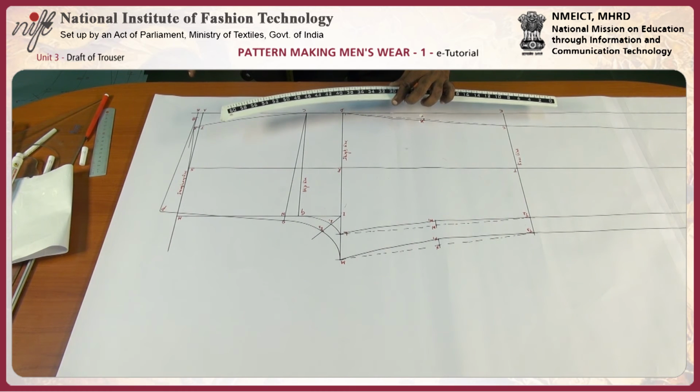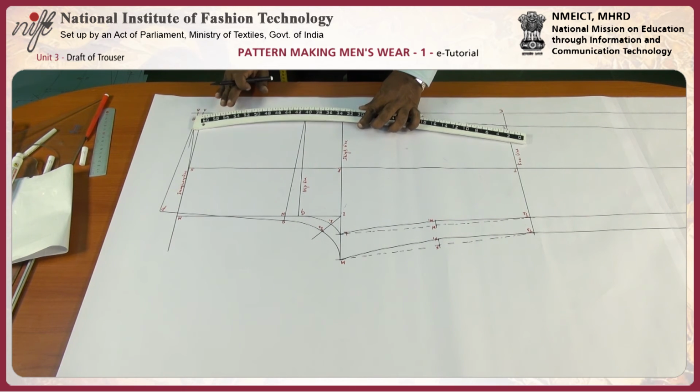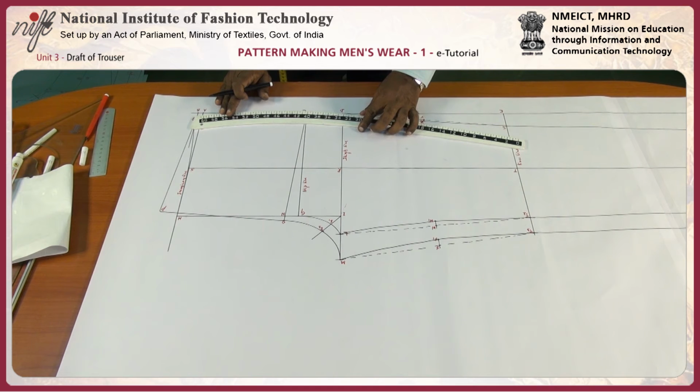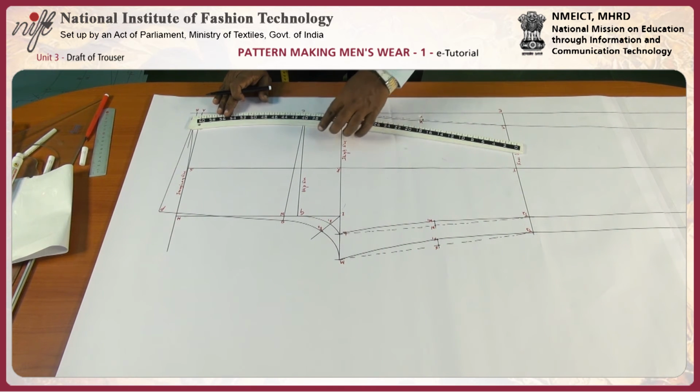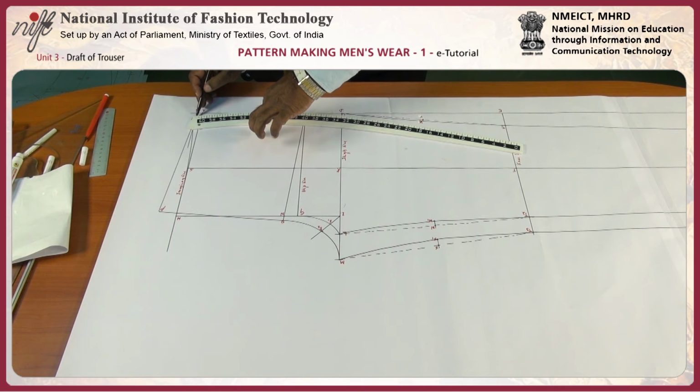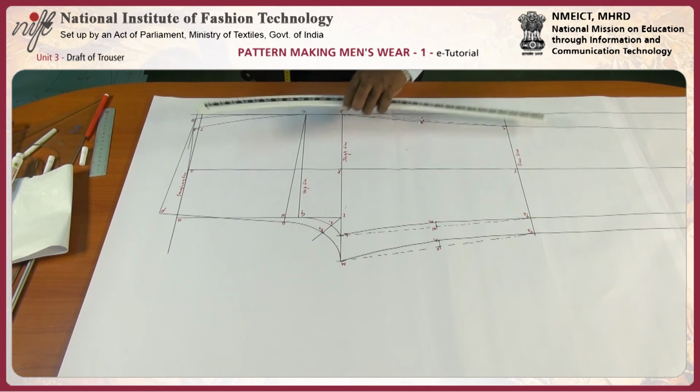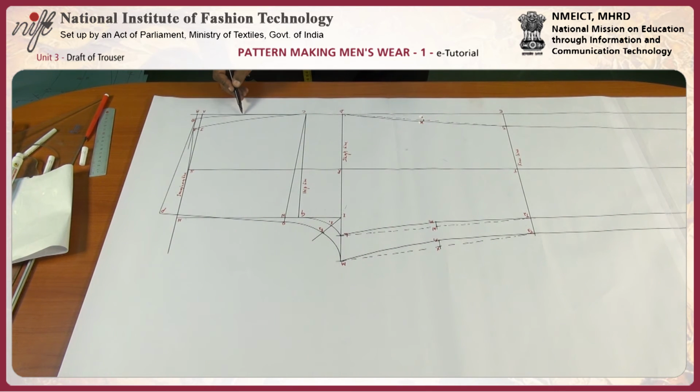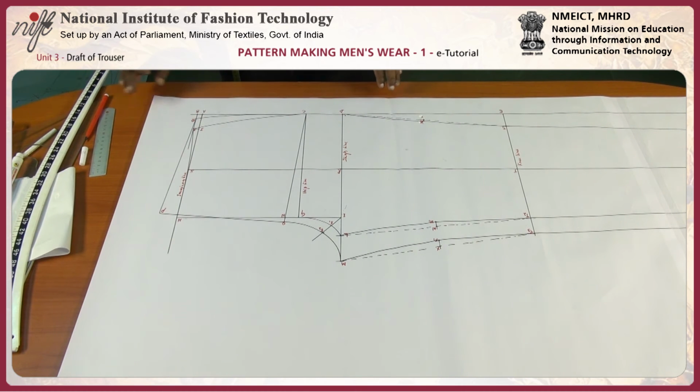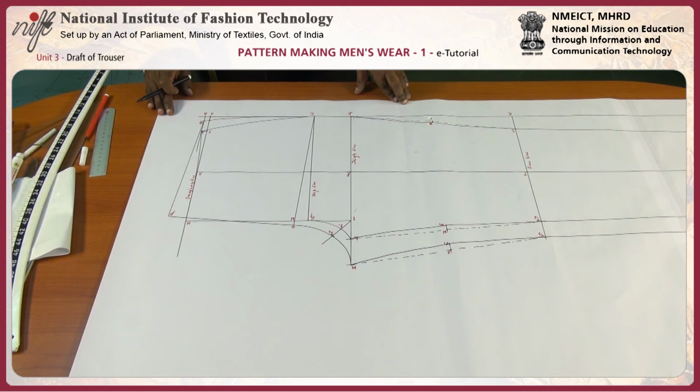Now shape Q and C for the back side seam hip line. This will be the back side seam hip line. Next, let us move to waistline dart placement at back.